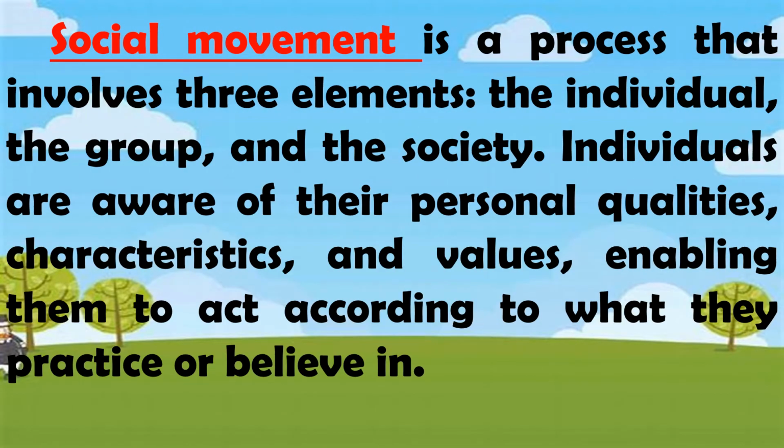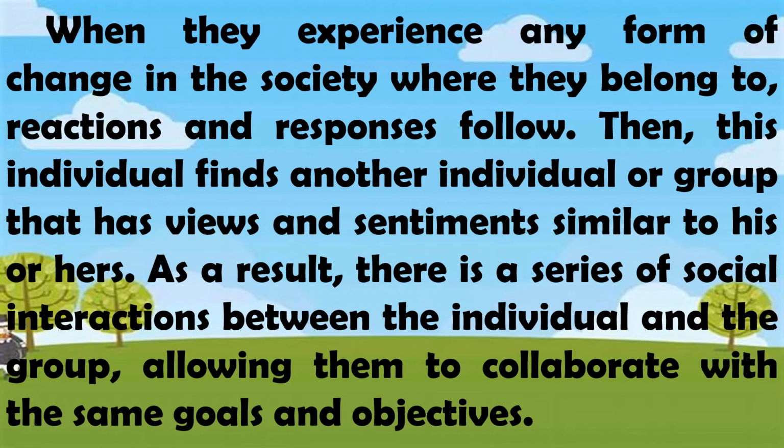Social movement is a process that involves three elements: the individual, the group, and the society. Individuals are aware of their personal qualities, characteristics, and values, enabling them to act according to what they practice or believe in. When they experience any form of change in the society where they belong to, reactions and responses follow.